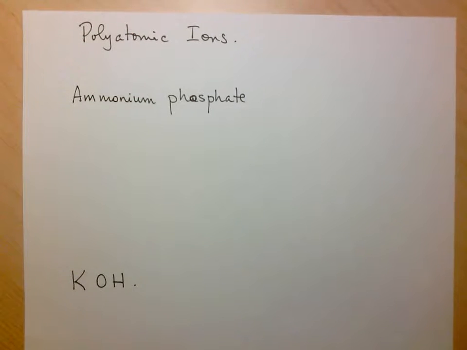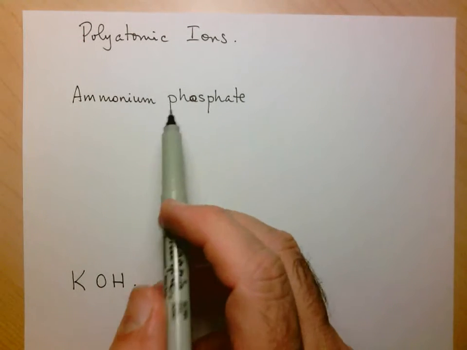Okay, folks, so continuing our review again with ionic compounds, we're going to look at a couple of examples that have polyatomic ions. Now, we actually saw one of those in the previous video. Let's take a look at a couple of others. Okay, so let's look at one where they give us the name. So here we have ammonium phosphate.